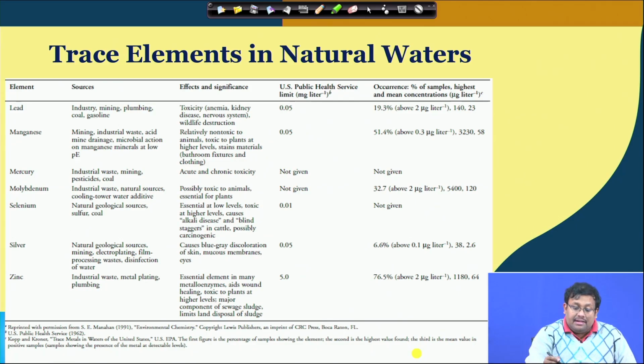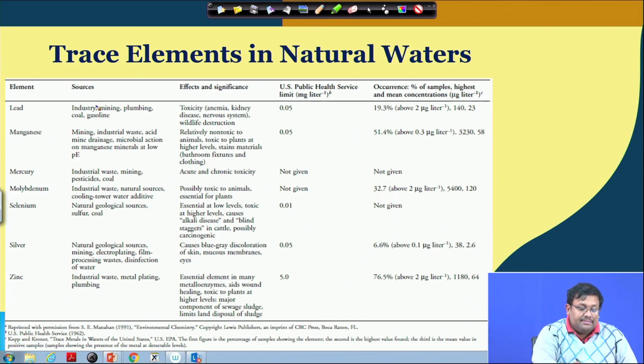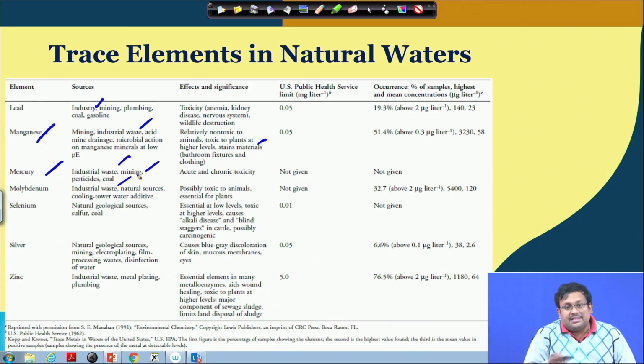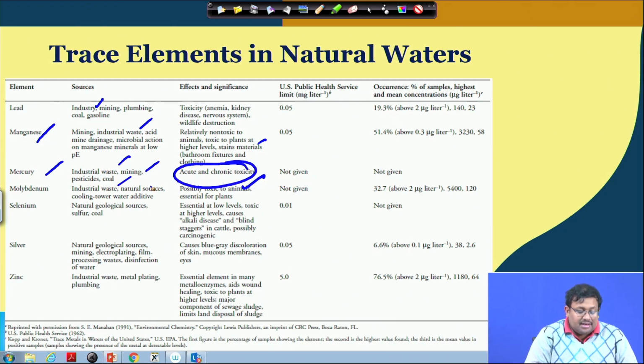Obviously, lead is a very important trace element, prevalent in industrial effluent, mining, plumbing, coal and gasoline, and it produces acute toxicity, specifically anemia, kidney disease, nervous system damage, and wildlife destruction. Manganese is mainly found in mining activities, industrial waste and acid mine drainage, and is relatively non-toxic to animals but toxic to plants at higher levels. Mercury comes from industrial waste, mining activities, pesticides and coal, and it produces acute and chronic toxicity; it is highly toxic in nature.